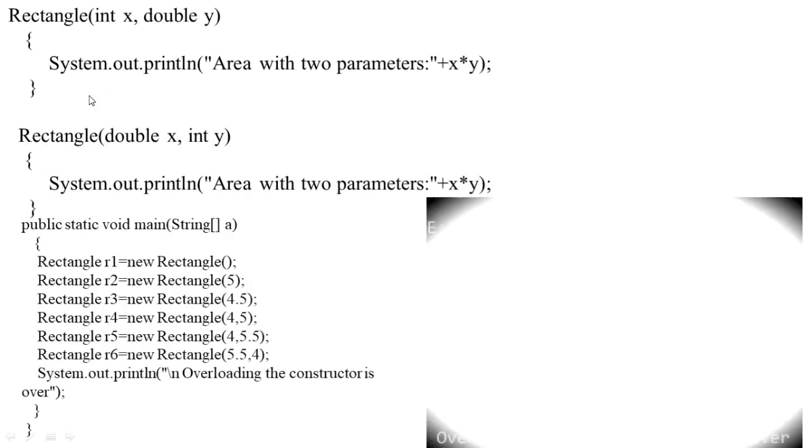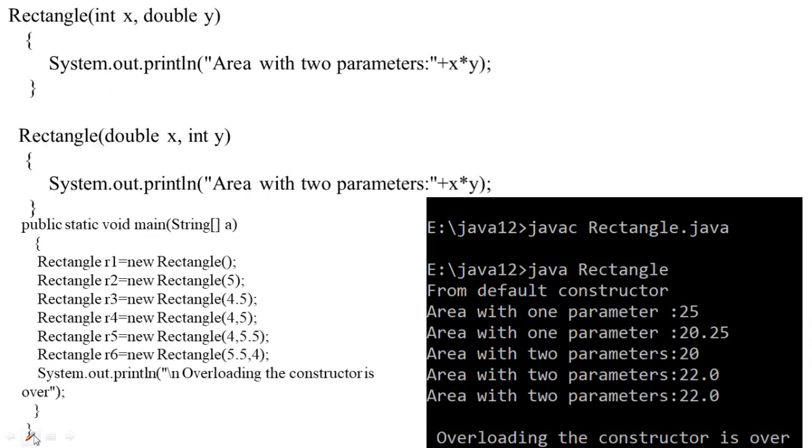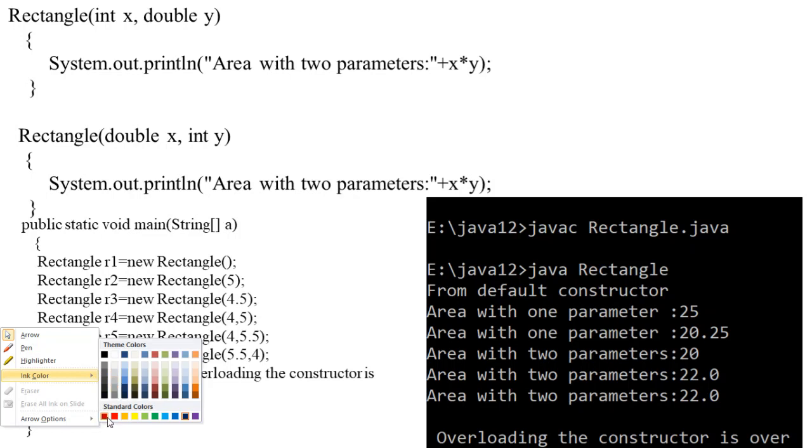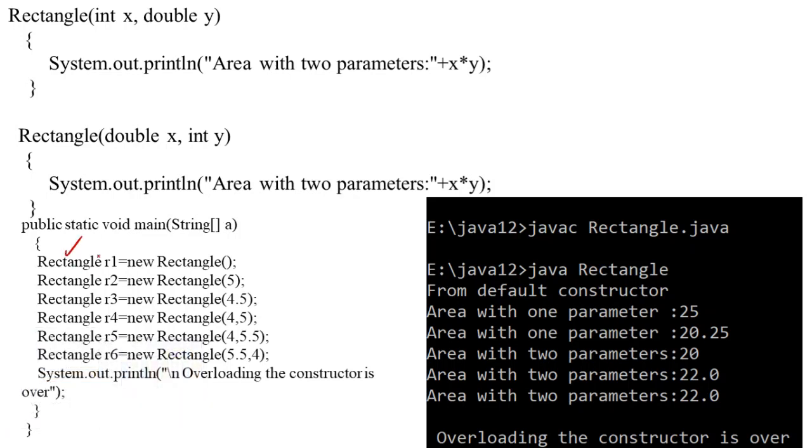Let me show the output also so that one can understand, as it is simple and straightforward. Just see, class name Rectangle, space, object name, new class name. Automatically, where will it go? It will display from the default constructor. This is my first constructor.